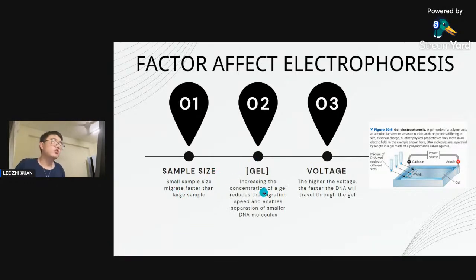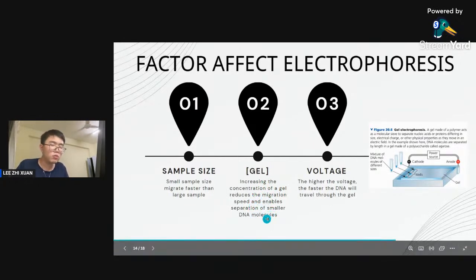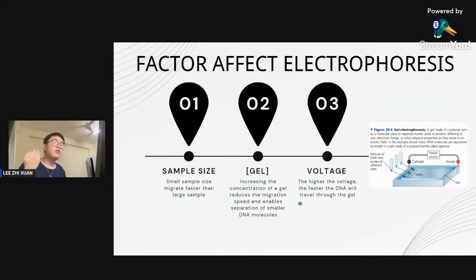And another factor is the gel concentration. Gel concentration can also affect the flow of the sample. If the gel concentration is very high, it will reduce the migration speed and enables separation of the smaller DNA molecules. So normally if you increase the agar concentration, it will reduce the speed. Dia akan kurangkan speed tu. Why? Because agar gel dia akan ada banyak lubang.